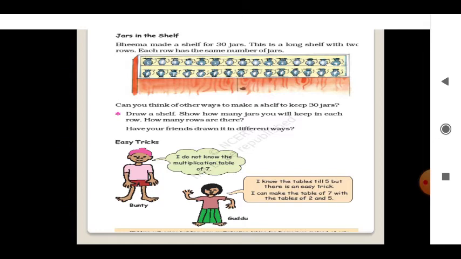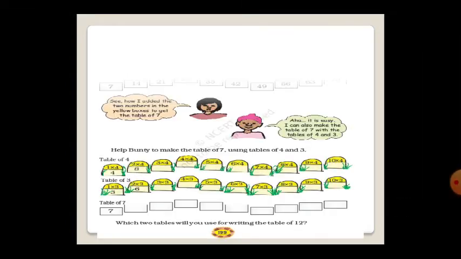See here, Bunty is saying, I do not know the multiplication table of 7. But Gudu says, I know the table till 5, but there is an easy trick to learn the multiplication table. See, she is telling Gudu, I can make the table of 7 with the help of 2 and 5. What is that trick? You can see now.